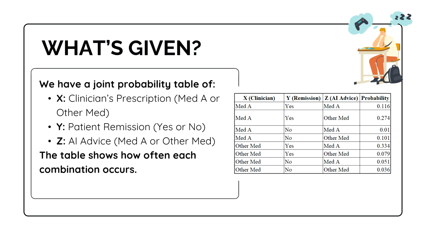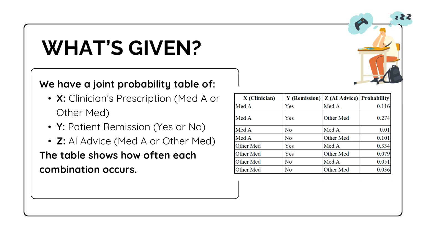On this slide, we are looking at the information that the question gives us. We are provided with a joint probability table that links 3 variables. X is the clinician's prescription, whether the doctor gave med A or some other medication. Y is the patient remission, whether the patient's symptoms improved, yes or no. Z is the AI system's advice, whether the AI suggested med A or some other medication.